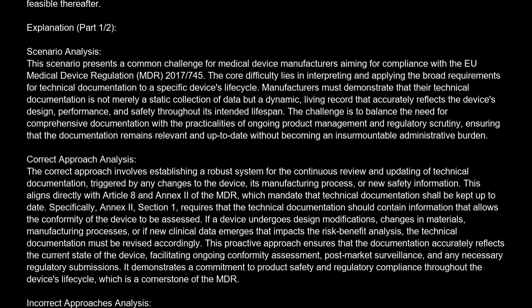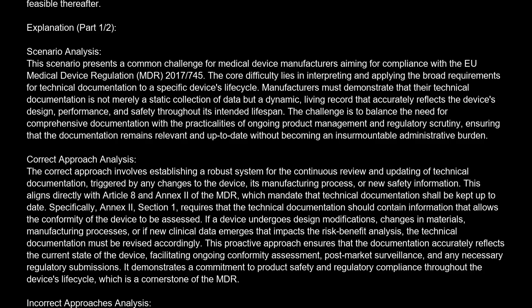The correct answer is A. Implementing a formal change control system that mandates a review and update of relevant sections of the technical documentation for any modification to the device, its manufacturing process, or any new information impacting its safety or performance, with updates integrated into the documentation prior to the change's implementation or as soon as feasible thereafter.